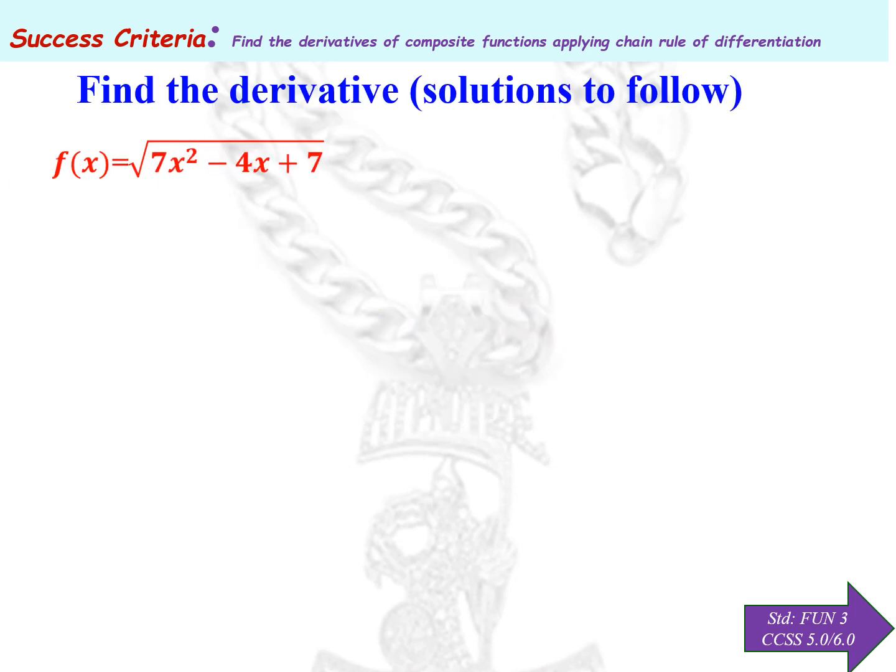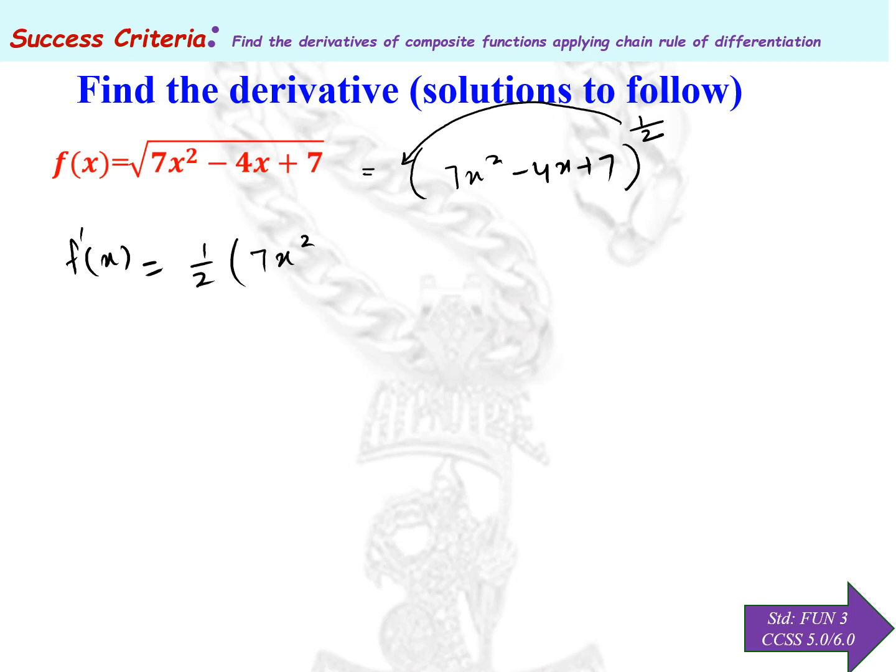Here is a question in which there is a radical sign. So first thing I will advise: whenever you look at the radical sign, convert it into a power to make your life easier. So square root has a power of half. Write down 7x squared minus 4x plus 7 as it is. Take the derivative of the function, which means bring the power before the function. Write down the inner function as it is.